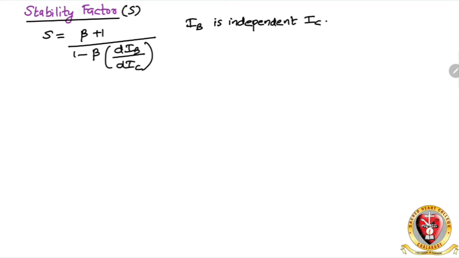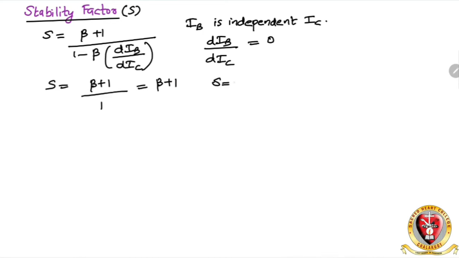So since IB is independent of IC, what will be dIB by dIC? It will be 0 because IB is not depending on IC. So substitute this in the above equation. We can say that S is equal to beta plus 1 divided by 1, that is equal to beta plus 1. So in fixed bias method, stability factor S is equal to beta plus 1.